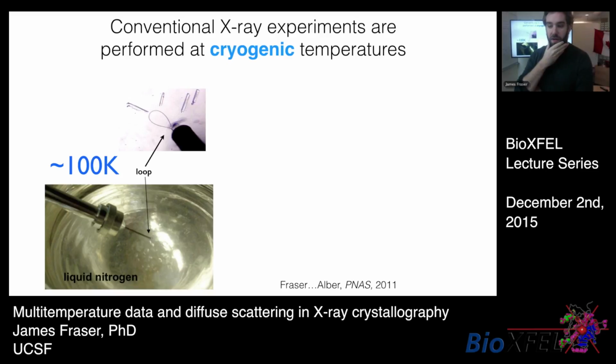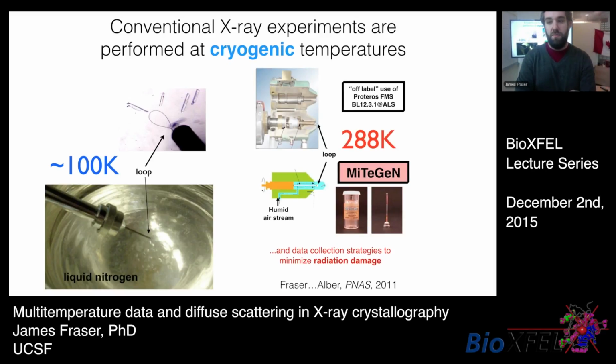So early on, we spent a lot of time figuring out how best to collect data at ambient temperatures. First we would use this free mounting device at beamline 12-3-1, which is shown here. And this is basically a humidified goniometer head. That allowed us to mount crystals and very precisely control the humidity and temperature that the crystal was experiencing during data collection. Now we commonly use these MiTeGen micro-RT sleeves to control the humidity and keep the crystal happy during data collection, and the cryostat at beamlines to control the temperature.